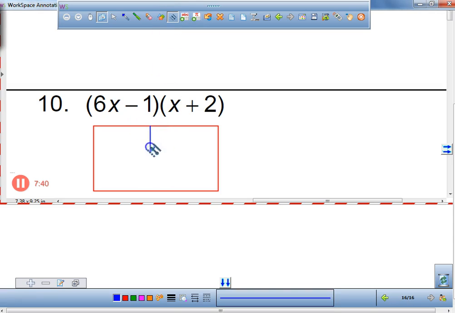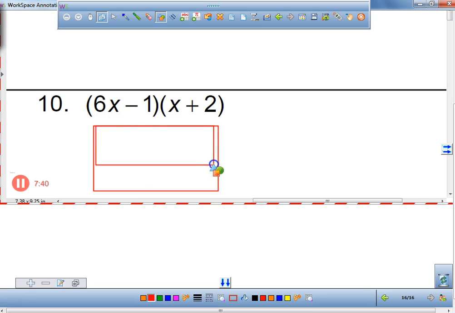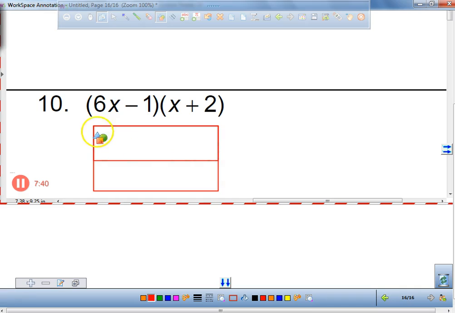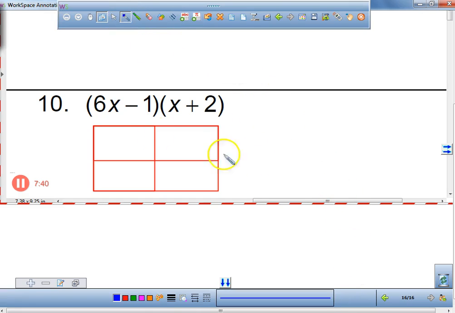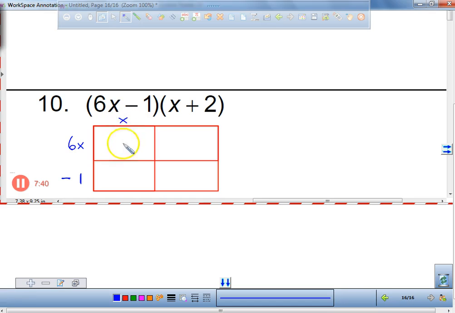And we're going to split this rectangle into 4. There we go. That's what I want you to build. Now, you see where it says 6x? I want you to put 6x right here. I want you to put negative 1 right here. This x, I want you to put right up here at the top of this rectangle, and that plus 2, I want you to put right there.